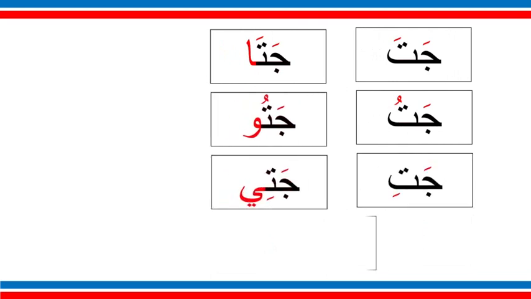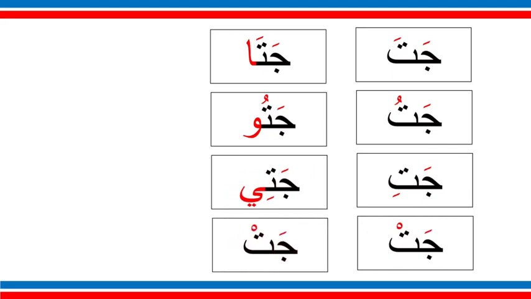Again, jata, jata, jatu, jatu, short and long, jati, jati. Then when I want to stop, I will say jat, because I don't want to put fatha, I don't want to put dhamma, I don't want to put kasra, I don't want to put a or u or i. I don't want to put any haraka on ta, I just make it jat.